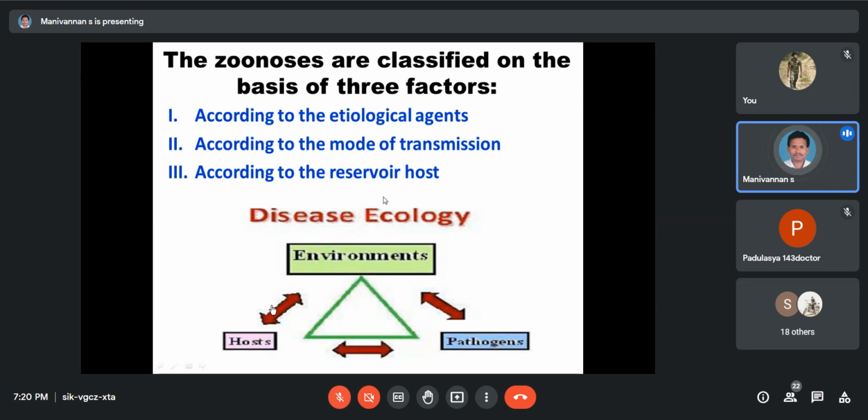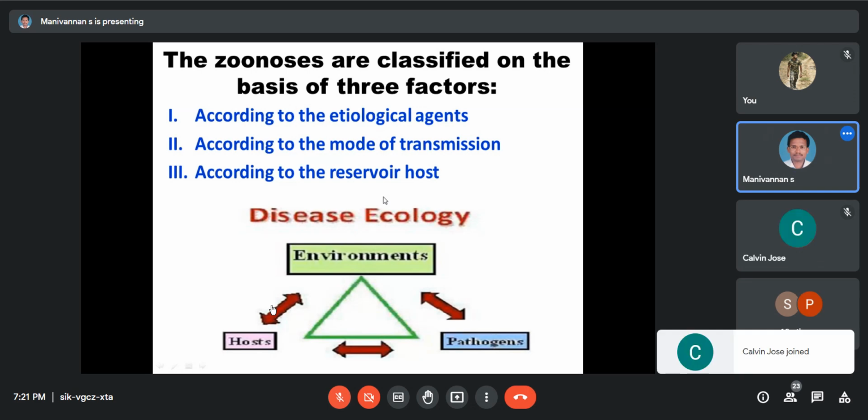According to the mode of transmission, diseases spread from animals to humans or from human to human through different modes of transmission. Generally there are two types: direct and indirect transmission. The other subtypes I will explain later. Next, reservoir. Anyone give an answer? What is a reservoir?